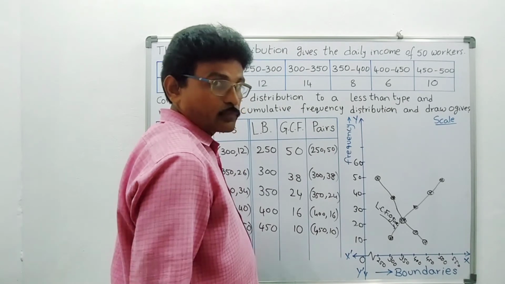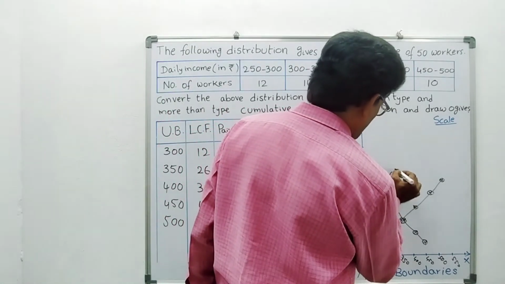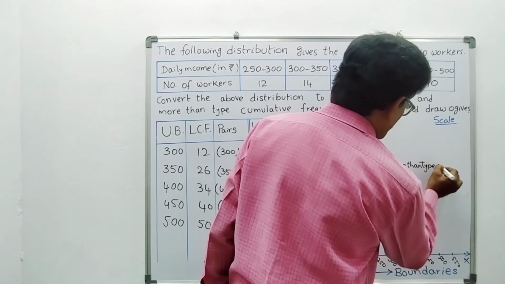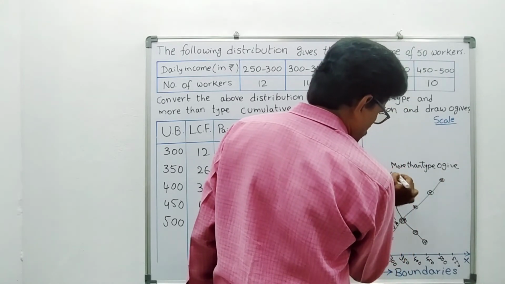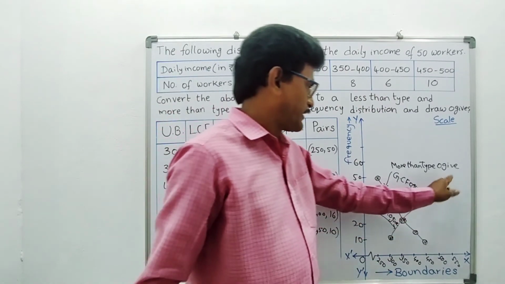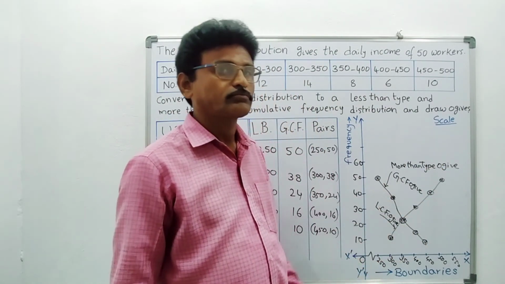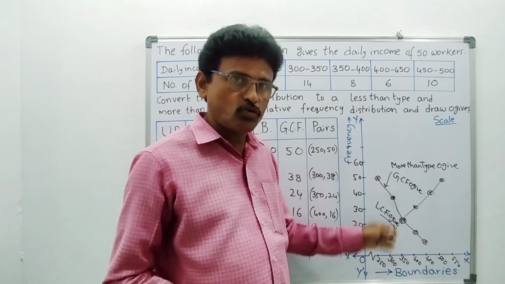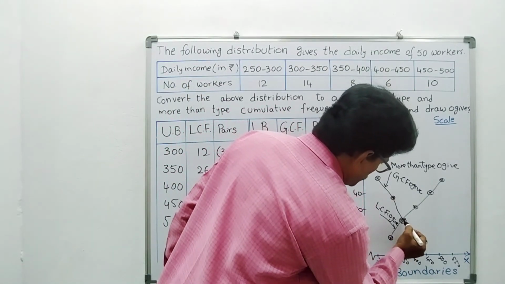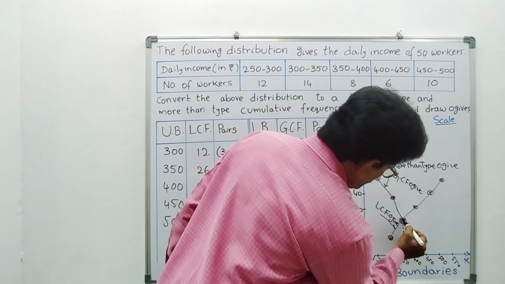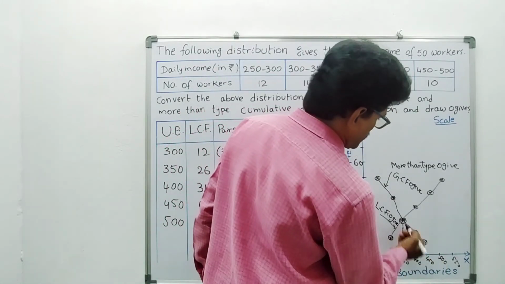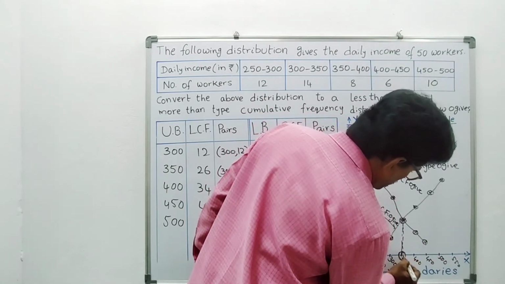Students, now you have to mention more than type ogive, or you can write greater than cumulative frequency ogive. Anyone you can mention. Okay, this is the L.C.F curve, this is the G.C.F curve. Now what I told you, median means where these two curves meet, that gives the median. Just come downside. If you come downside, nearly 350 you are getting. Just less than 350 you will get. So this is our median.